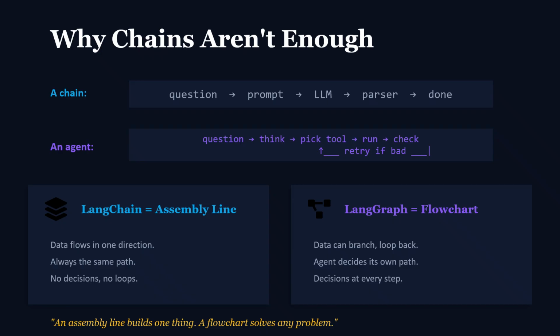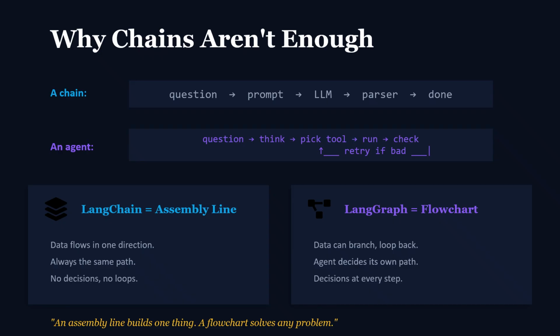Is this about a dam? Use the dam tool. Is this about rainfall? Use the rainfall tool. After getting an answer, it checks: is this answer good enough? If not, go back and try again. That is branches and loops. A chain cannot do that. A chain only goes forward. LangGraph gives us graphs, nodes that do work, connected by edges that can branch and loop.